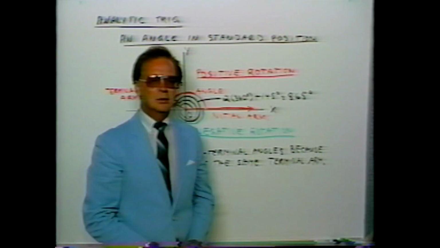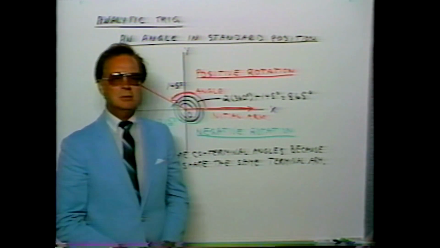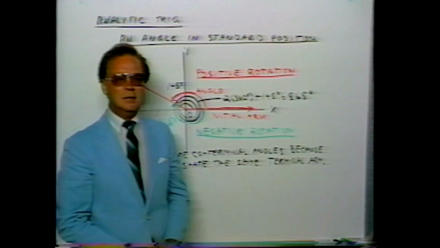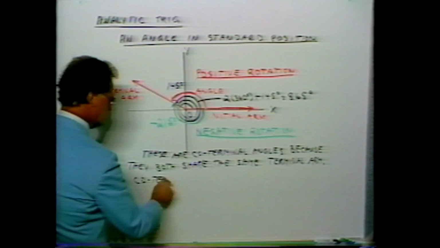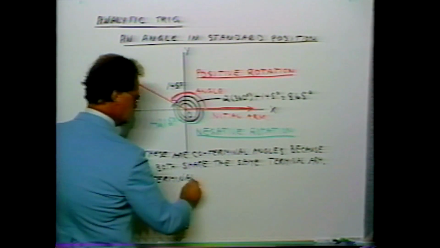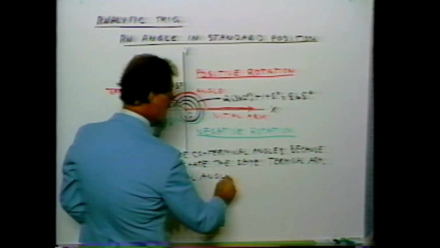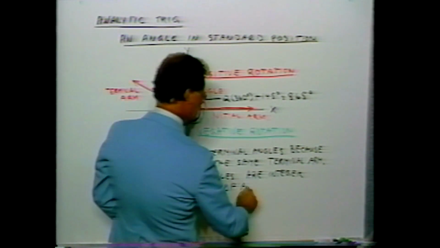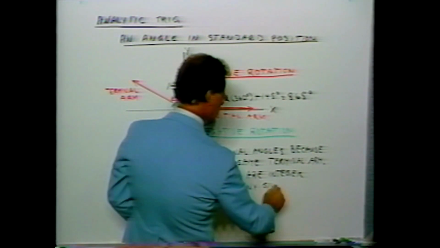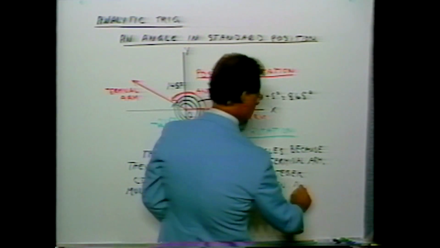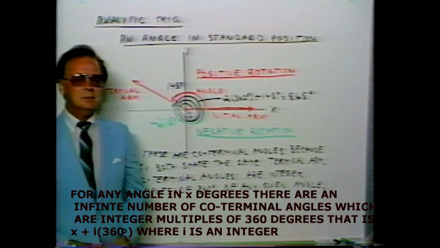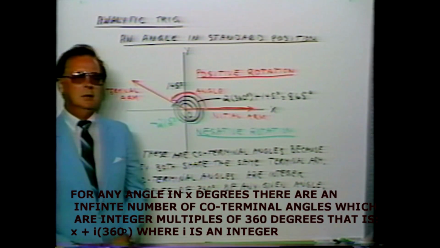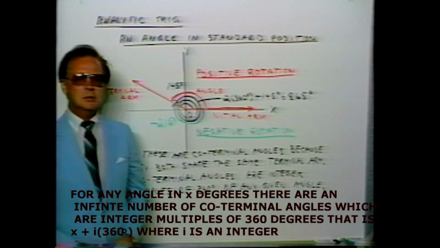In fact, coterminal angles are integer multiples of 360 degrees of any given angle. For a given terminal arm, there are an infinite number of coterminal angles. Further significance will be given later regarding coterminal angles.